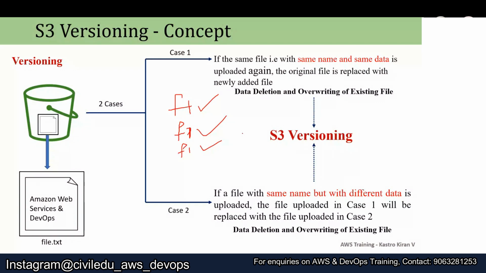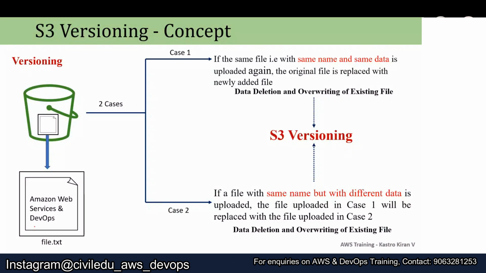Why will they be available? Because we have enabled versioning. If you don't enable versioning, the previous file gets deleted when you upload for the second time, and again when you upload for the third time. So that's the advantage of the S3 versioning concept: to avoid data deletion or overwriting of existing files.